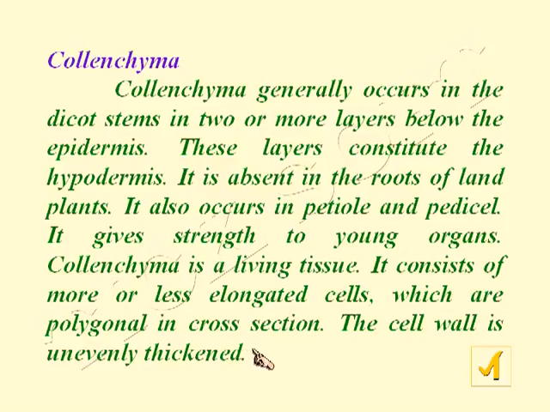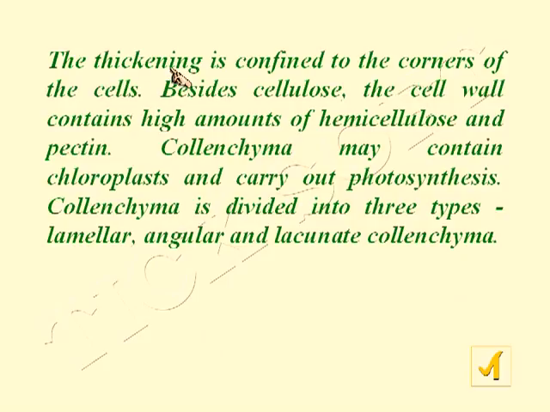It is absent in the roots of land plants. So in the roots of land plants, the collenchyma cells are absent. It is present only in the stems of dicot plants, next to the epidermis. The thickening is confined to the corners of the cells. Besides cellulose, the cell wall contains high amounts of hemicellulose and pectin. Collenchyma may contain chloroplast and carry out photosynthesis.